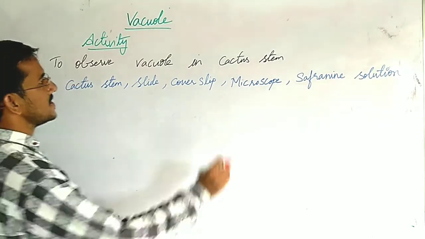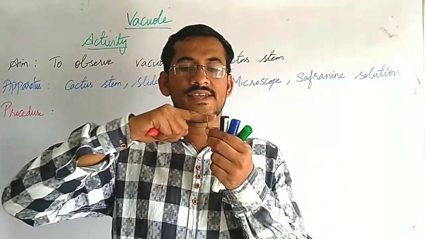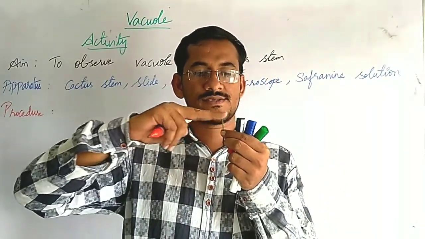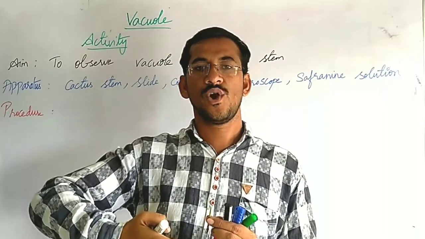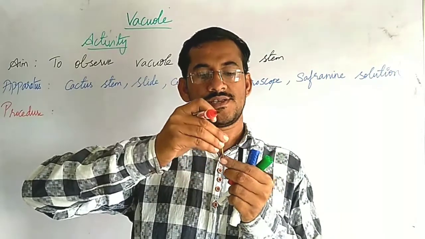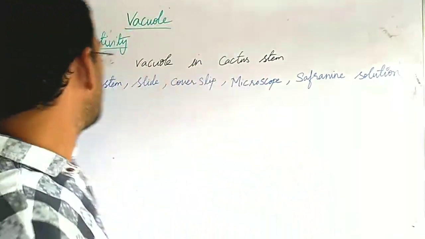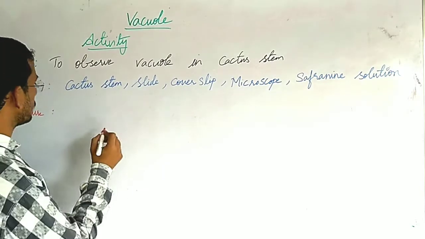First, you have to take a stem, cactus stem, and take the transverse section of this, cut like this. If you cut like this, it is transverse section. If you cut like this, it is longitudinal section. So cut the stem part in a transverse section, a small thin piece, and keep it on a slide.